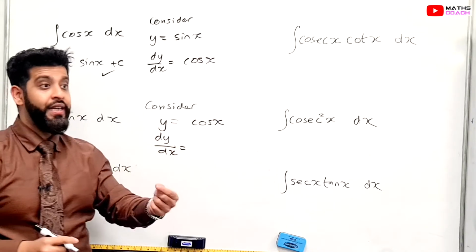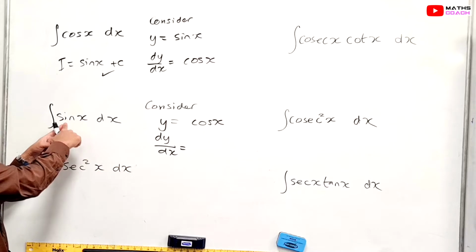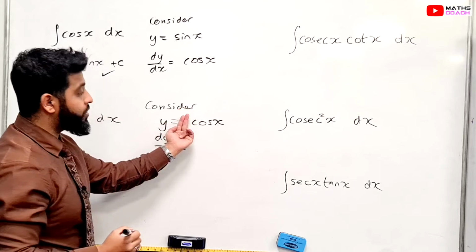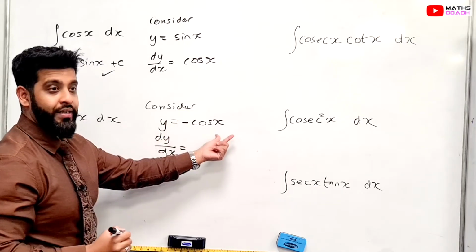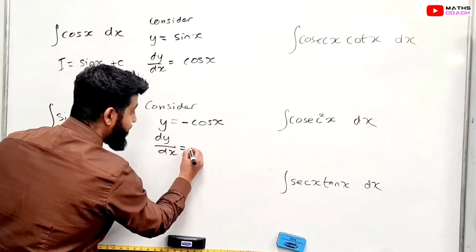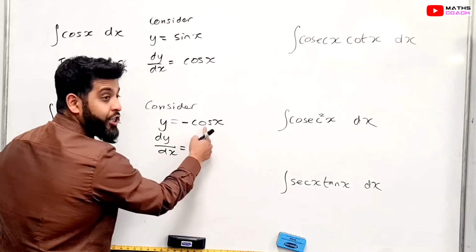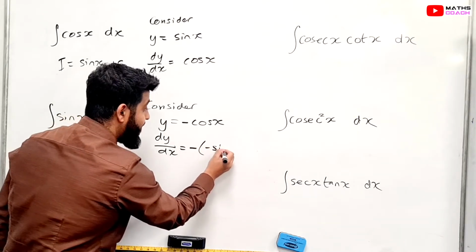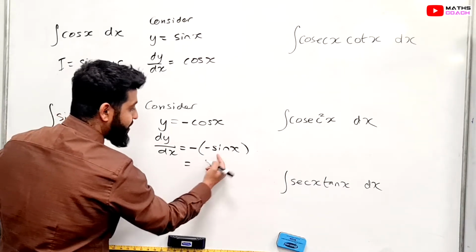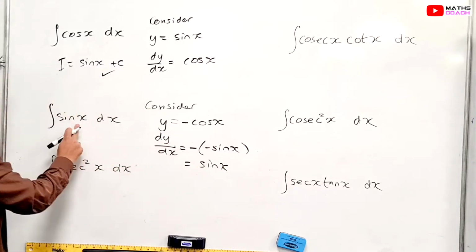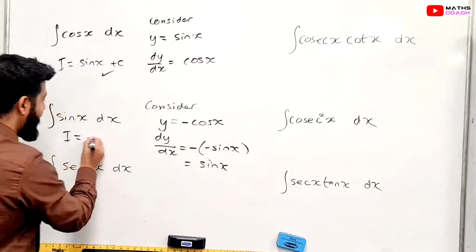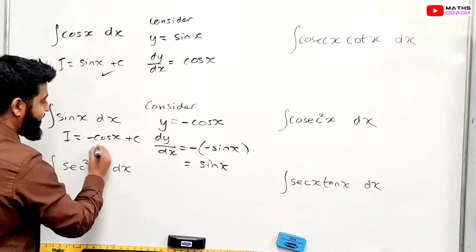A minus sine x, right? But we want to have a positive sine x, don't we? So what we can do here is consider, instead of just cos x, minus cos x. Now watch what happens. If we were to differentiate this, what do we get? We got the minus here already, and you've just said that the differentiation of cos is minus sine x, and then these two minuses, what do they do? They cancel out, giving you a positive sine x, which is exactly what you want. So therefore, the integration of sine x is minus cos x plus c.